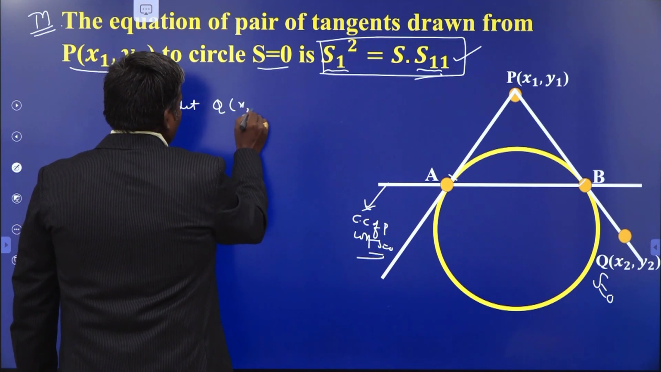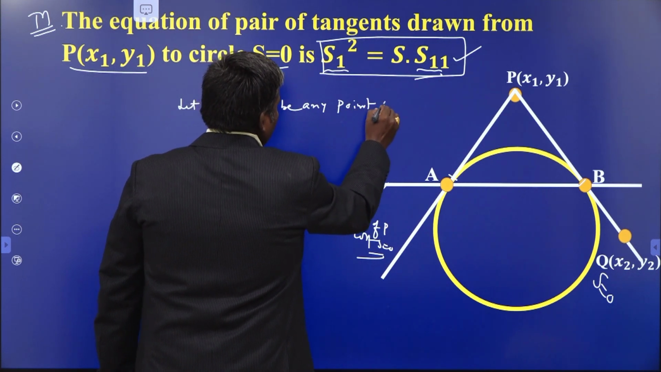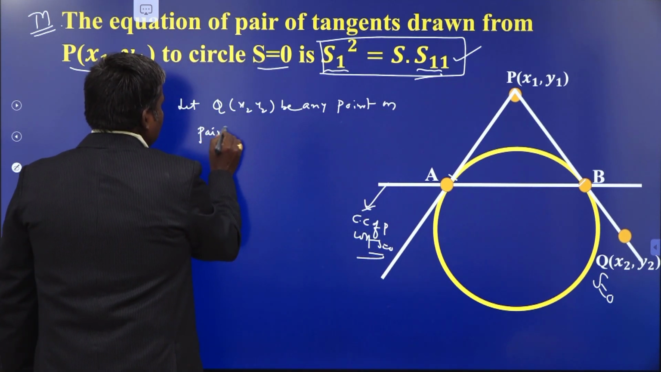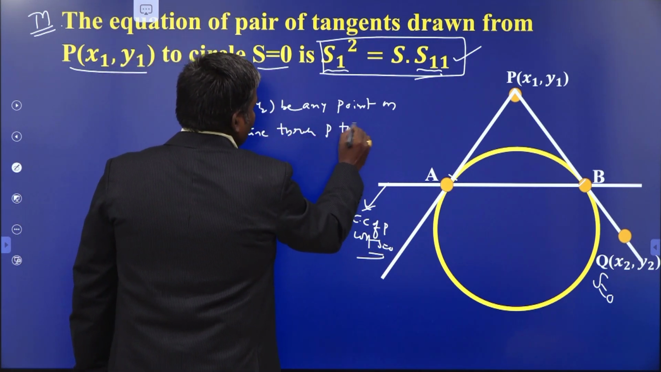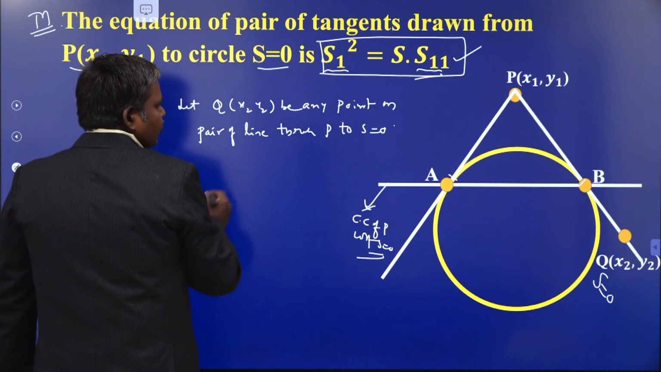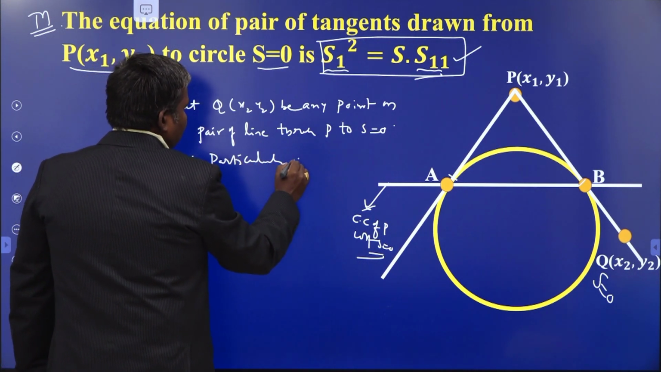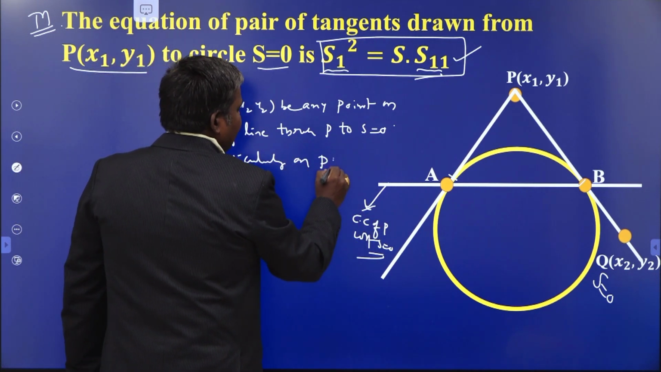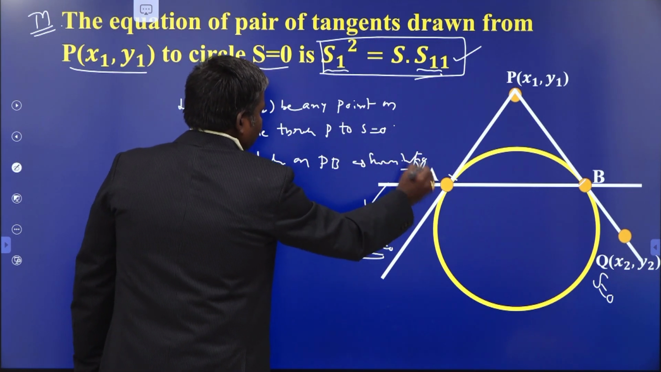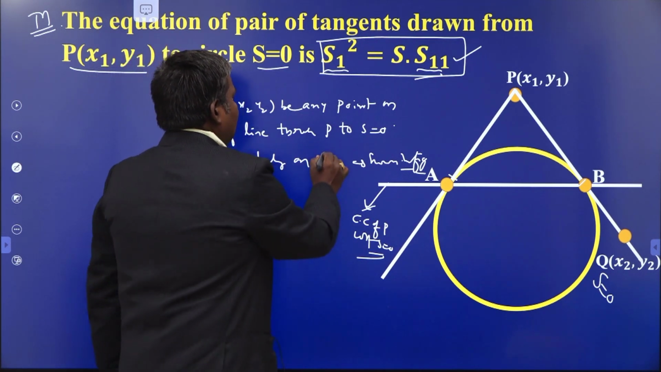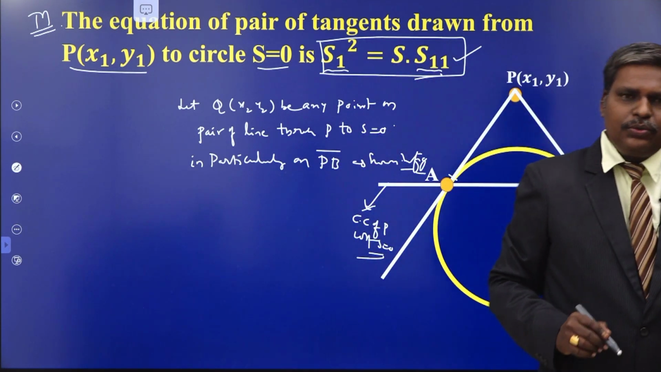Let Q (x2, y2) be any point on the pair of lines through P to S = 0, in particular on PB, as shown in the figure. Okay, your claim becomes: you have to write the locus of Q.